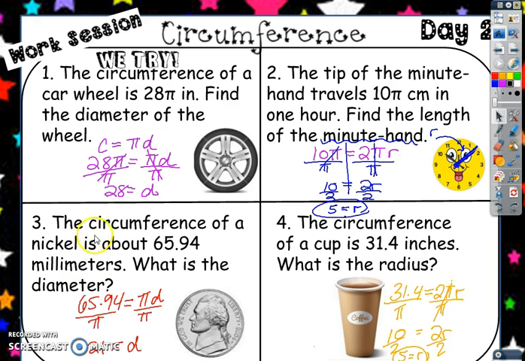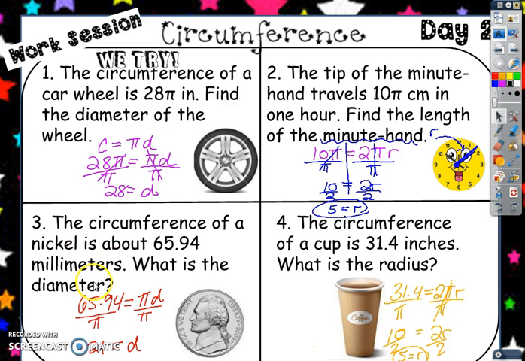Okay, for number 3, the circumference of a nickel is about 65.94. Here they've included the pi multiplied out into the answer. So these are like our mini lesson problems, our guided practice that we did before your work session. The circumference is 65.94 millimeters. What is the diameter?